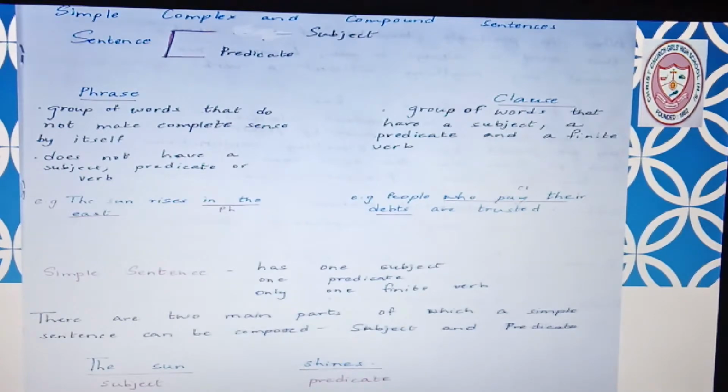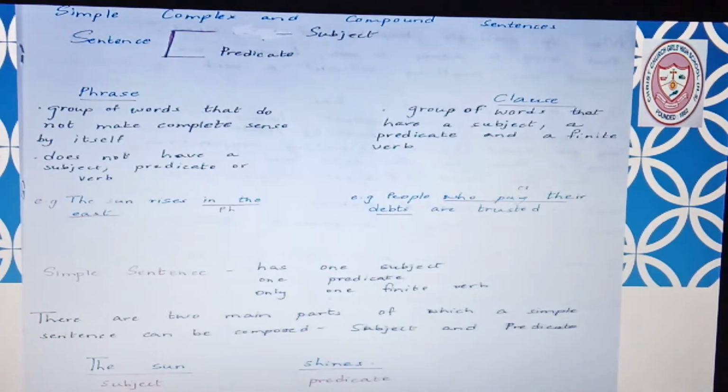Like a phrase, it is also a part of a sentence. Here, "who pay their debts" is a clause. As I told you before, a clause has a subject, a predicate, and a finite verb. So here the subject is "who", and the predicate is "pay their debts". And the finite verb here is "pay". Okay? That is the finite verb. Now we have understood what a phrase and a clause are.